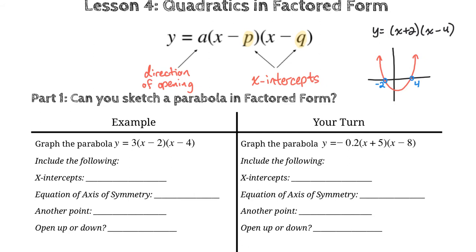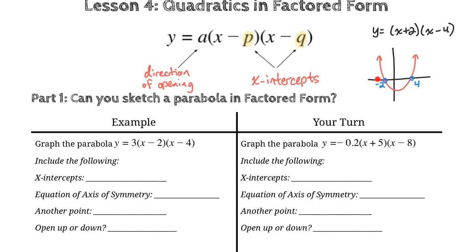So in factored form, this directly gives us our x-intercepts, and it's always the opposite sign of what we have in the equation. If you forget that, you can always solve your equation, because what is the value of y at our x-intercepts?